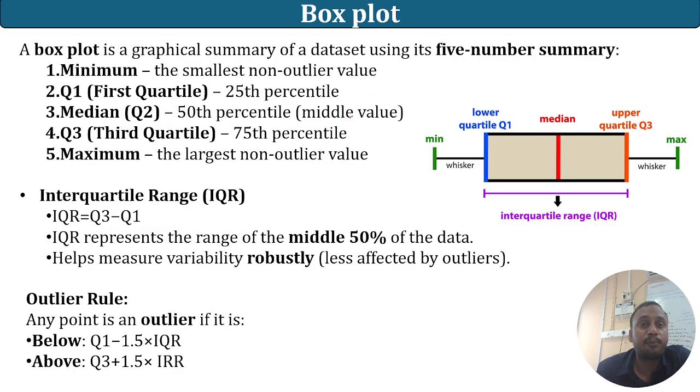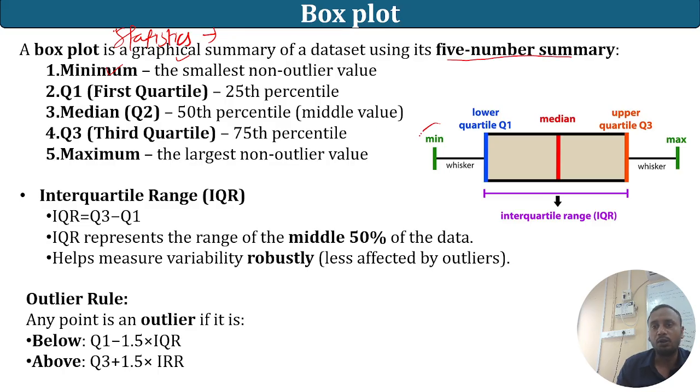This box plot is very useful in statistics. In statistics, whenever we have to show distributions or something, we use it. It gives multiple outputs: what the minimum value is, what the first quartile is, what the median is, the third quartile, and all. So the box plot is a graphical summary of a data set using the five number summary.